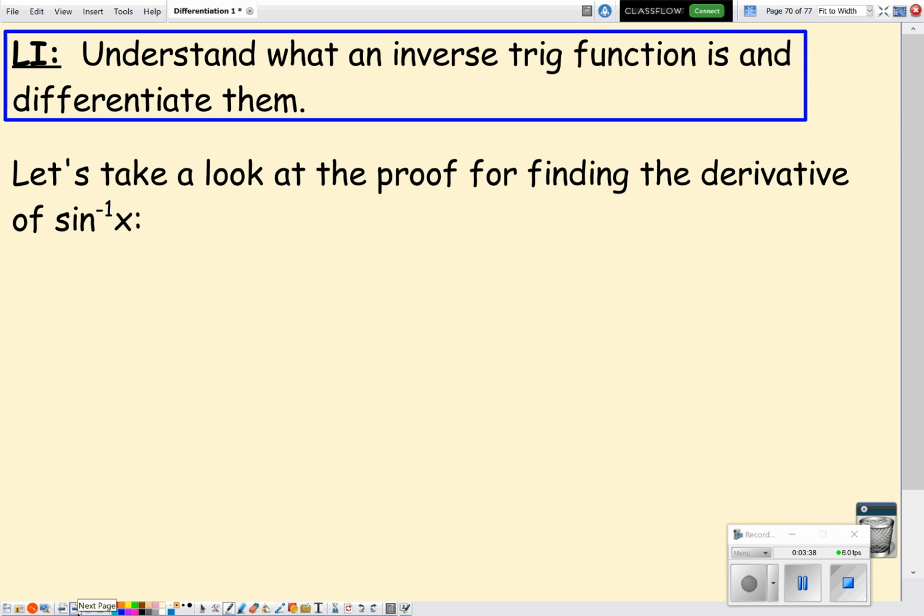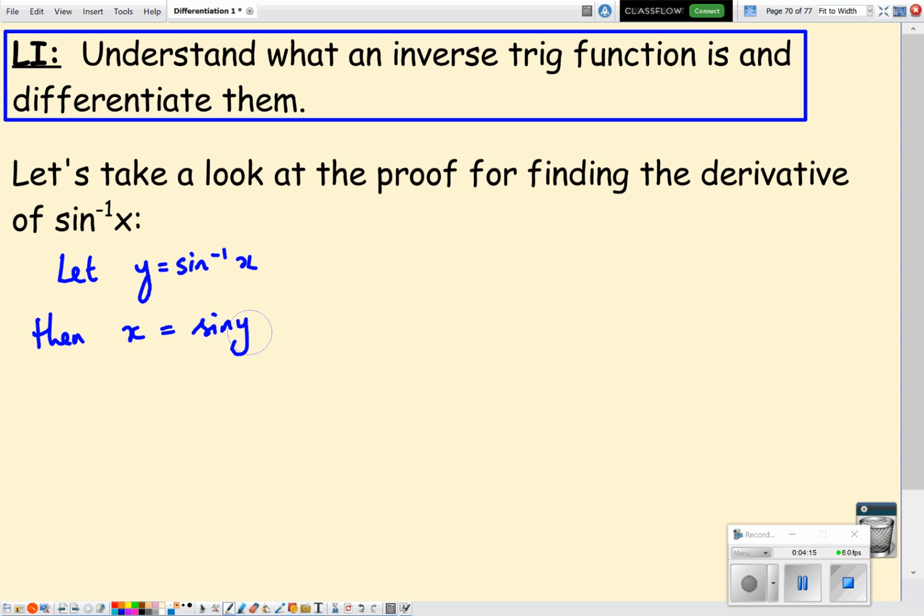What we need to really take an in-depth look at this lesson though is differentiating inverse trig functions. So let's take a wee look at how to differentiate inverse sine x. Well, the proof for that starts off like this. Let's let y equal inverse sine x. By definition, if y is equal to the inverse sine of x, then x must be equal to the sine of y.